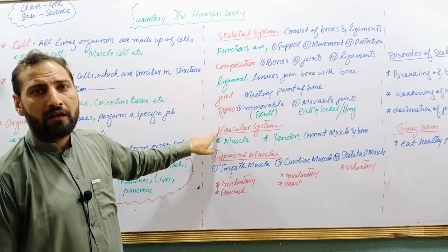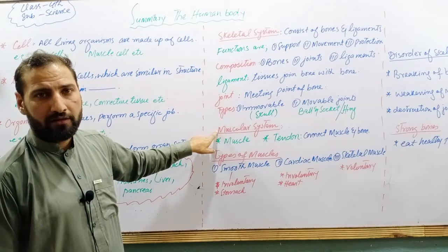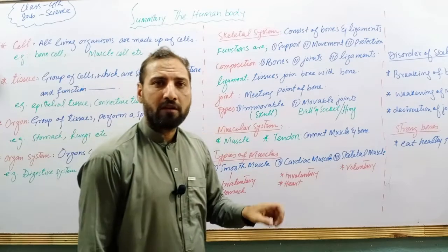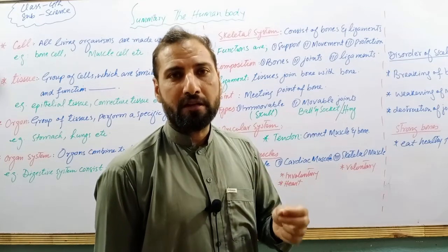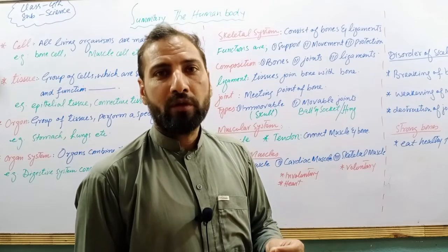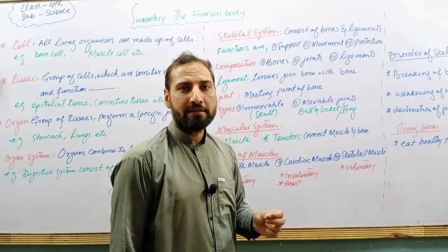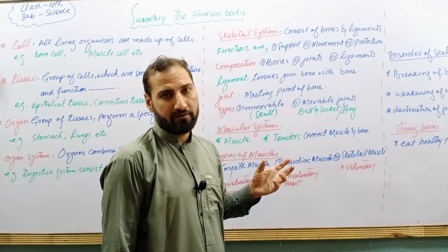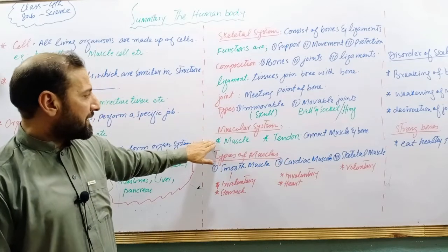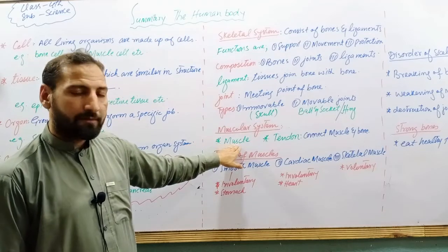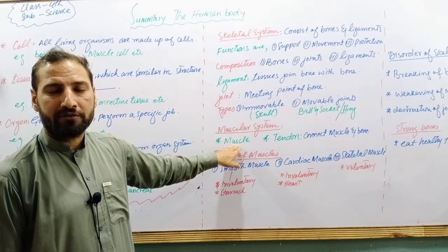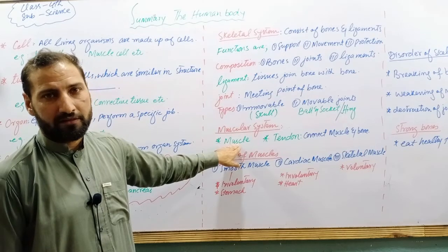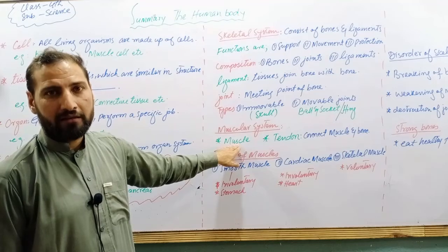After that, we have the muscular system. The muscular system is a combination of muscles in our body which bring about the movements in different parts of our body, right? What is a muscle? A muscle is a special type of cell or tissue which has the ability to contract and relax, and due to this property it produces movement in our body.